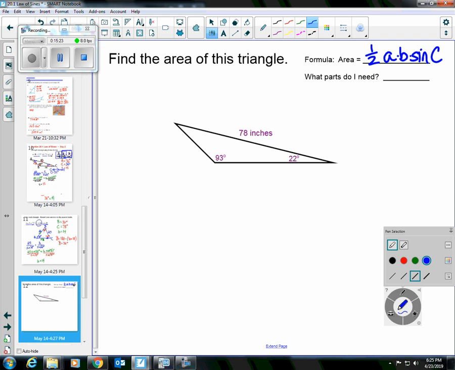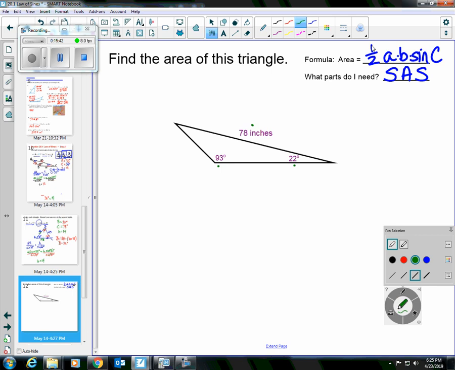So we need two legs and an angle in between. So you need side, angle, side. In order to be able to use that area formula, those are the three parts that you need. Okay, so I want you to take a look at the triangle that we have right now. Looks like I have two angles and only one side. So I for sure need another side.